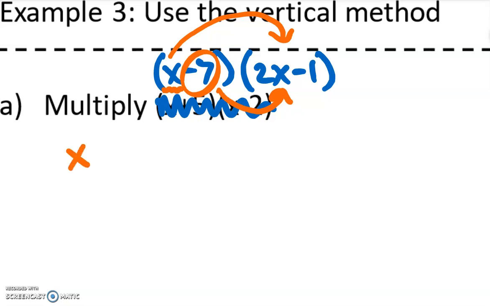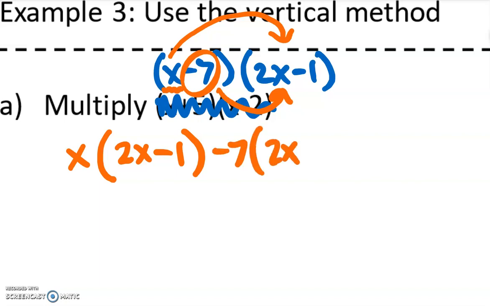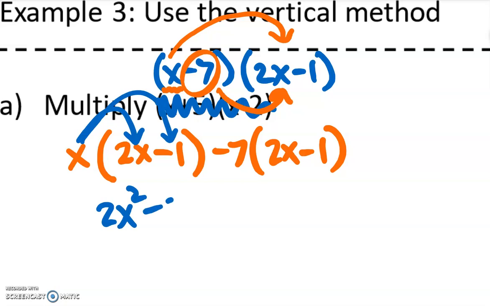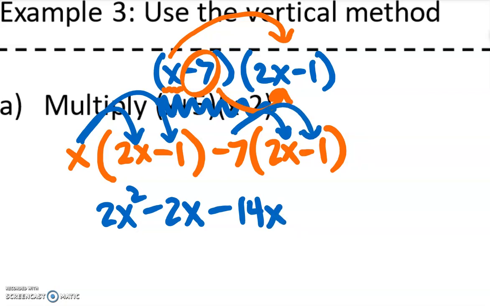The first term, x, is going to multiply the second binomial of 2x and minus 1. So x times 2x minus 1. Secondly, we're going to have negative 7 multiply that same binomial, 2x minus 1. Now from here, we're just going to distribute and combine like terms. So x times 2x is 2x squared. X times negative 1 is negative 2x. Negative 7 times 2x is minus 14x. And negative 7 times negative 1 is positive 7.